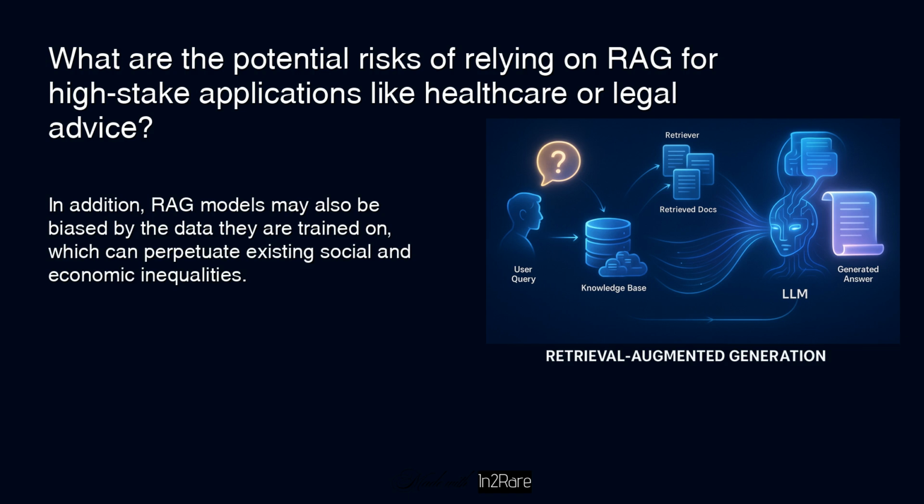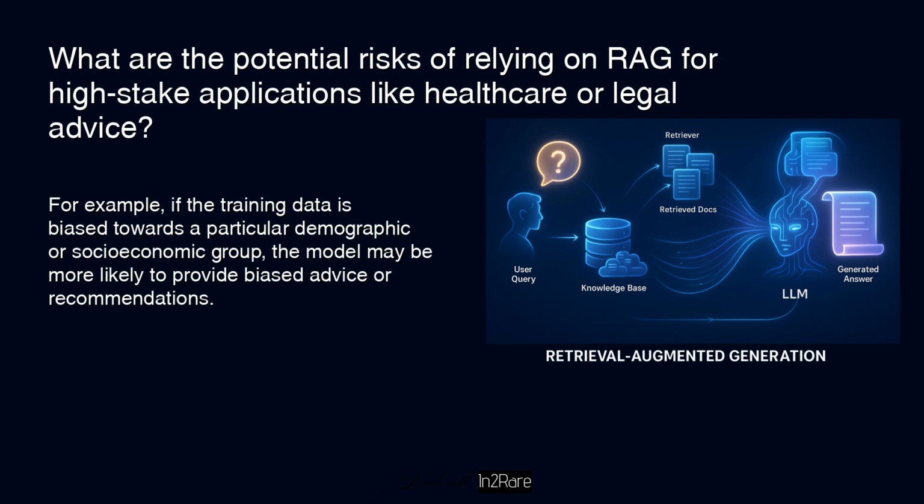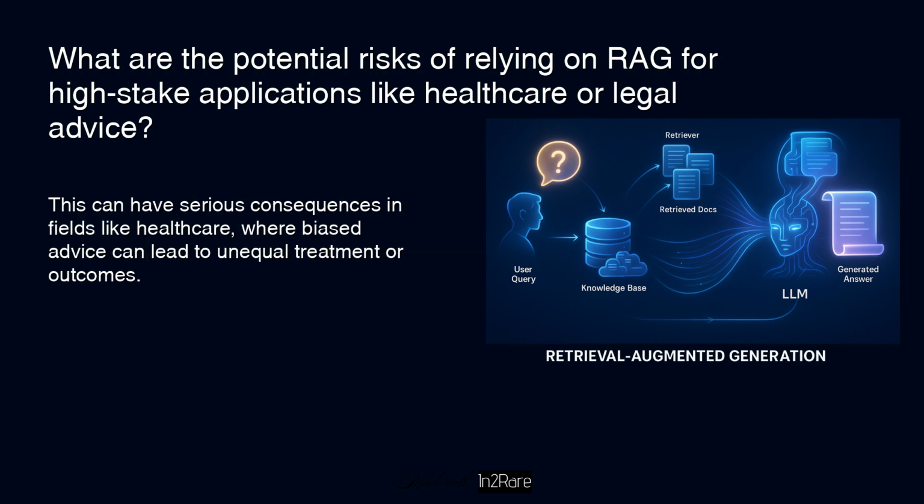In addition, RAG models may also be biased by the data they are trained on, which can perpetuate existing social and economic inequalities. For example, if the training data is biased towards a particular demographic or socioeconomic group, the model may be more likely to provide biased advice or recommendations. This can have serious consequences in fields like healthcare, where biased advice can lead to unequal treatment or outcomes.